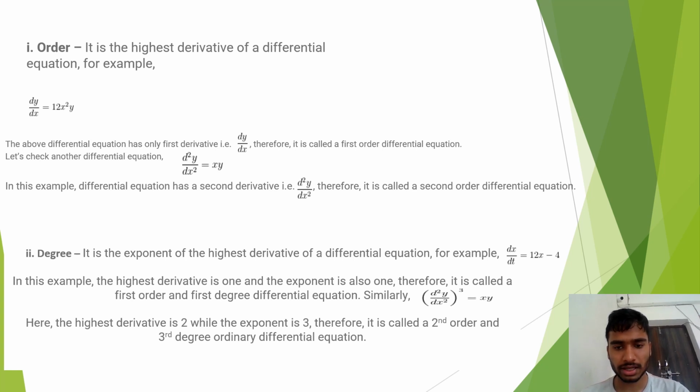Let us see this equation: (d²y/dx²)³ = xy. What is the highest order of this differential equation? That is 2, because for d²y/dx², the order is 2. But the exponent of the highest derivative is 3, because it is raised to the power of 3. Here the highest derivative is 2 while the exponent is 3. Therefore, it is called a second order and third degree ordinary differential equation.